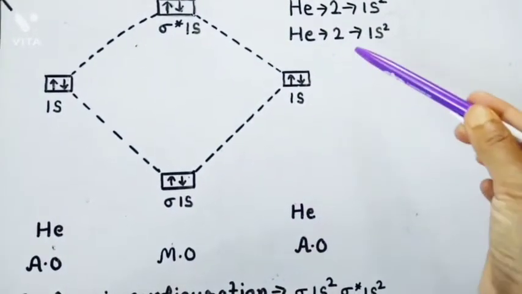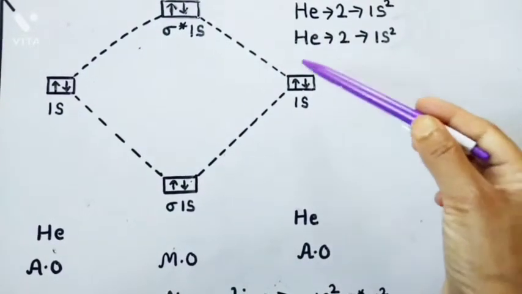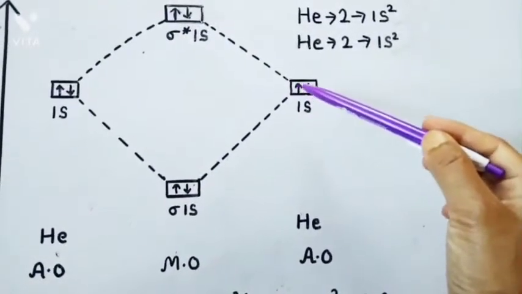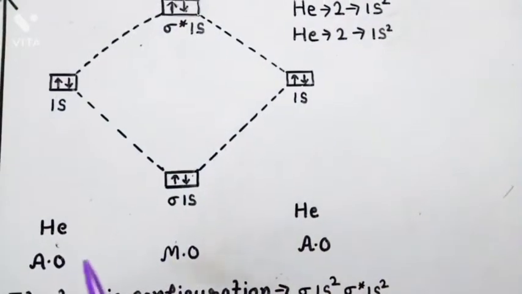This is a helium atom and the number of electrons is 2, so they will be present in a 1s atomic orbital. So 2 electrons are present here. Now we will see how they combine with each other.